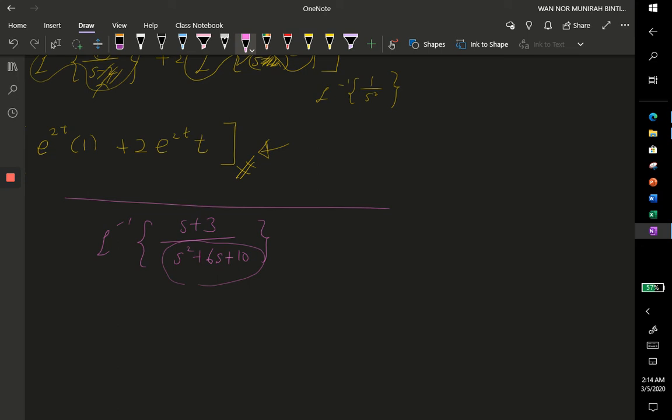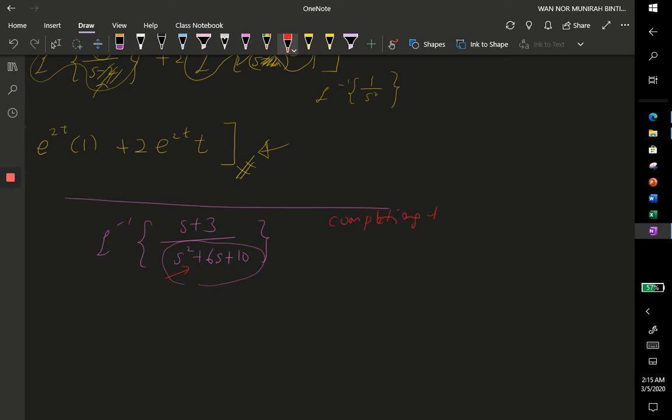But now, when and how to apply the first shift? You try to factorize your denominator. When you factorize, if you have whole numbers, you can apply the partial fraction. If you cannot get whole numbers, you need to apply completing the square. Still remember completing the square?